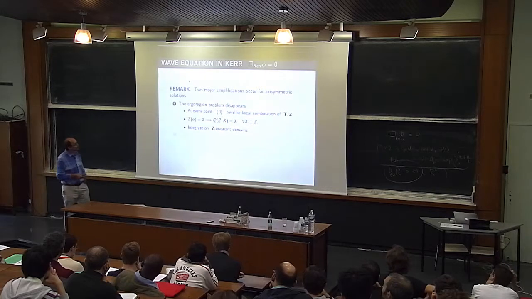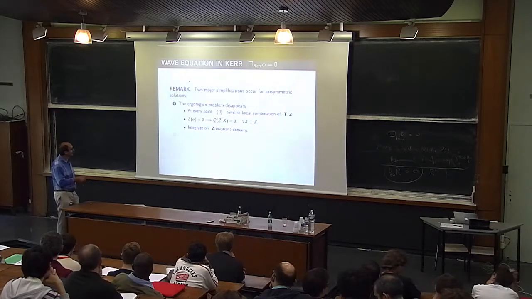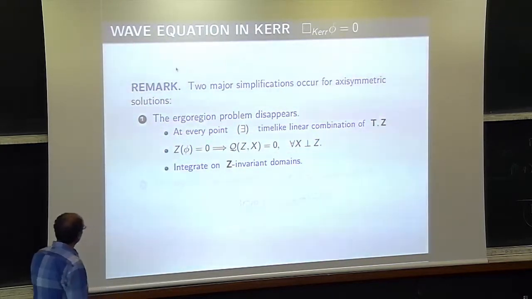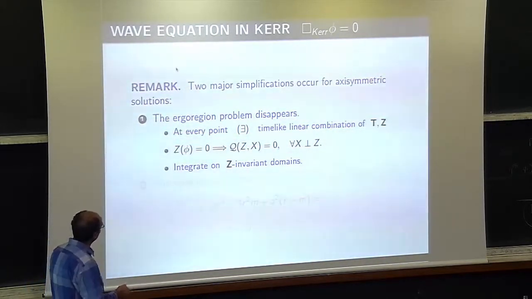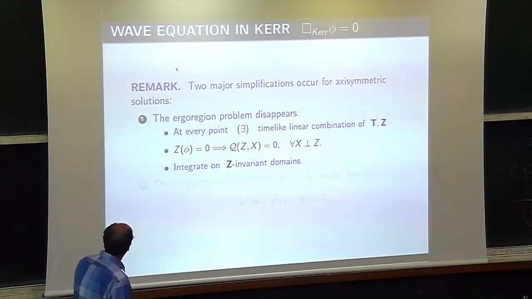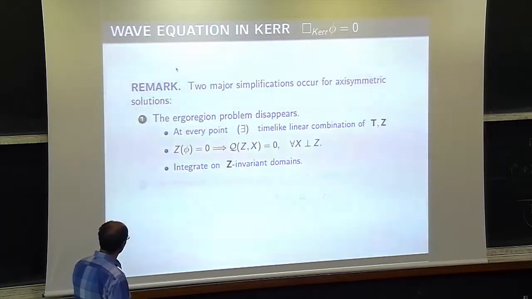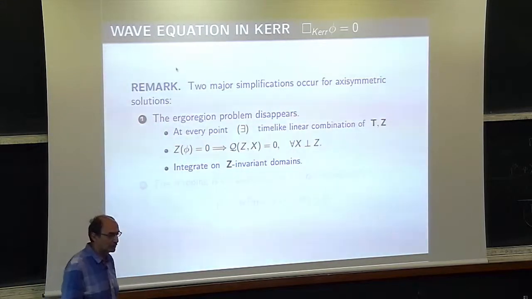First of all, the ergo region problem disappears. And it disappears for a very simple reason. Since z of phi is equal to 0, if you look at the energy momentum tensor of the wave equation, it verifies the simple property that Q of z and x is equal to 0 for every x perpendicular to z. And also, at every point in the exterior region, there exists a time-like linear combination of t and z. If you combine these two, and you also combine with the fact that you can integrate on z-invariant domains, you see immediately that you get a good energy degenerate only on the horizon, but there is no ergo region anymore. So that's a major simplification because you don't have to worry about the ergo region.